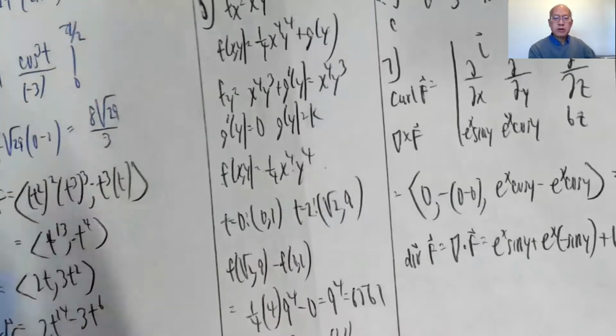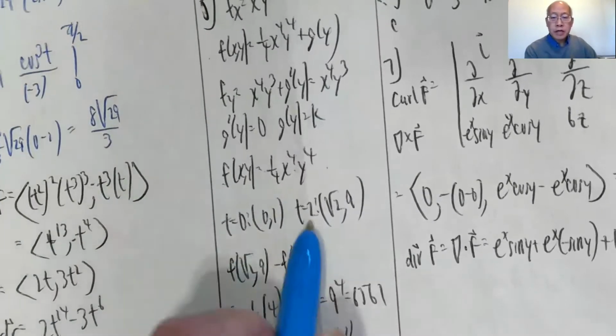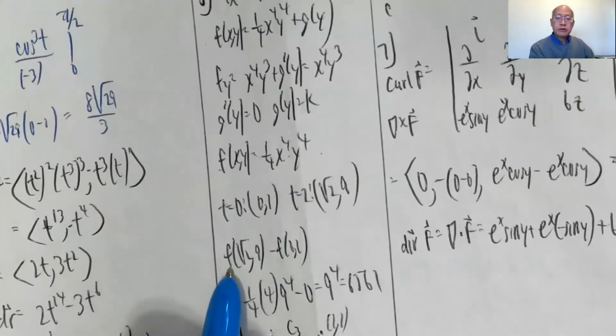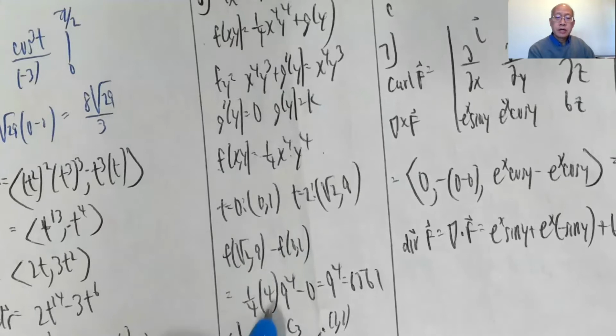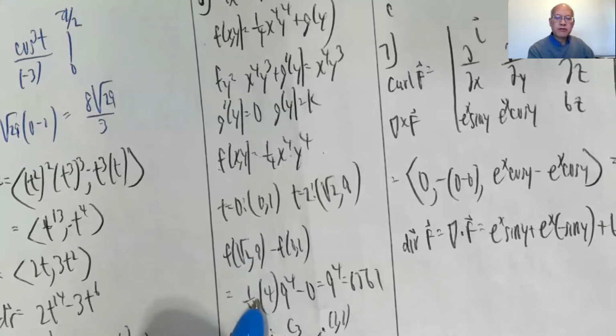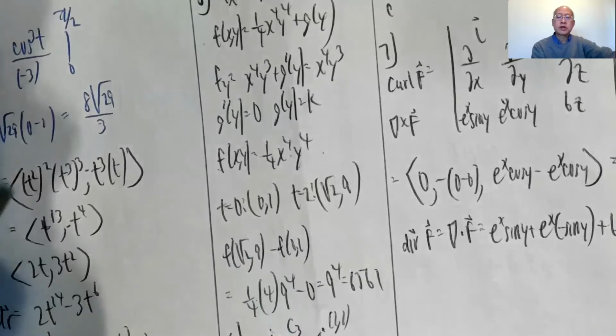Plug in t equals 0, you're at the point (0, 1). Plug in t equals 2, you're at the point (radical 2, 9). So f of (radical 2, 9) minus f of (0, 1). F of (0, 1) is 0. F of (radical 2, 9) is 1/4 times radical 2 to the 4th power, which is 4, times 9 to the 4th, so the 1/4 and 4 cancel. So the answer is 9 to the 4th, or 6561.